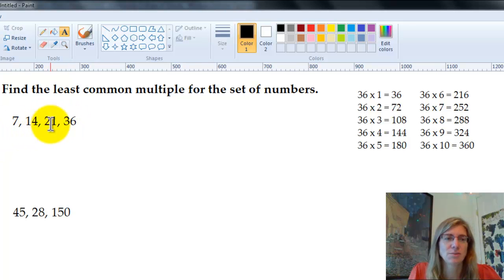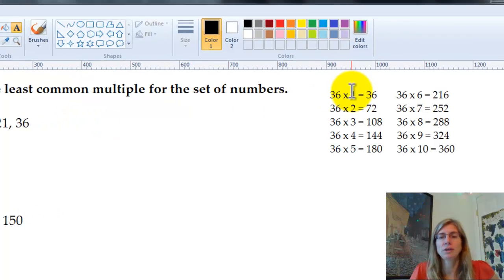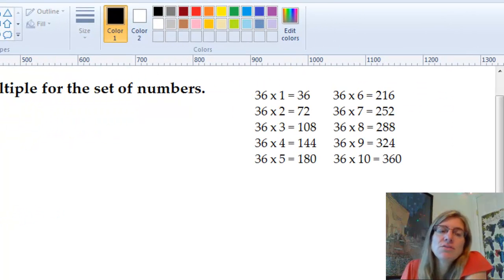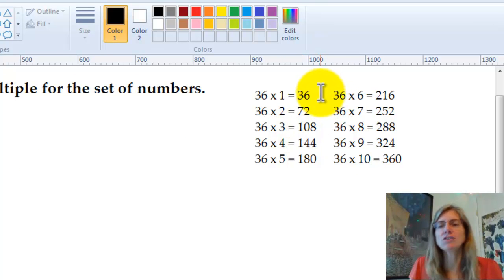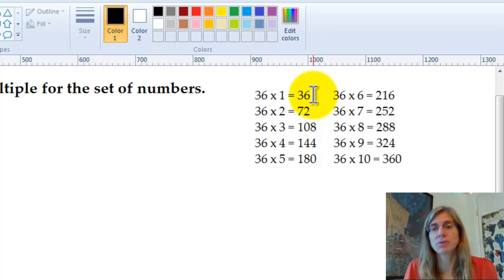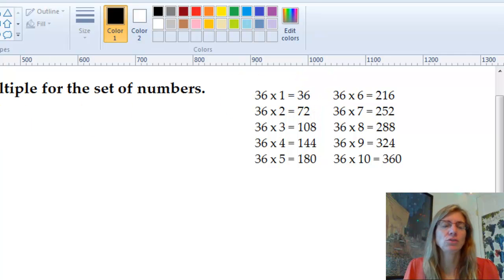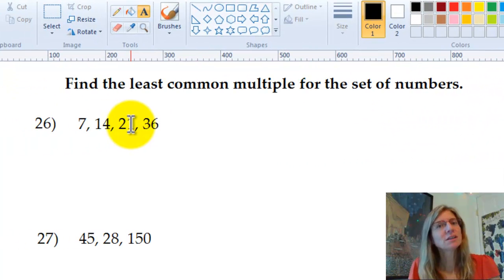Well, there's a way to also make a list and not have to make a list of each of these numbers, but only making a list of the biggest number. So that's what I did over here. I made a list of multiples for just the number 36 up to 10. And instead of listing it for the rest of them, you take each number, so for example 36, the first one, and you see if 7, 14, and 21 divide into it.